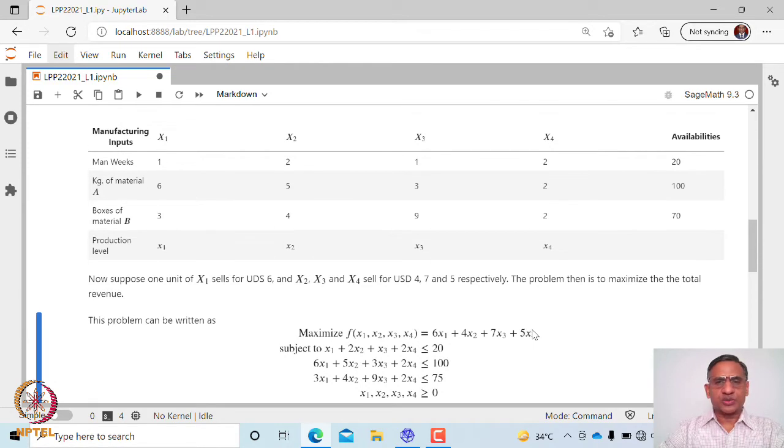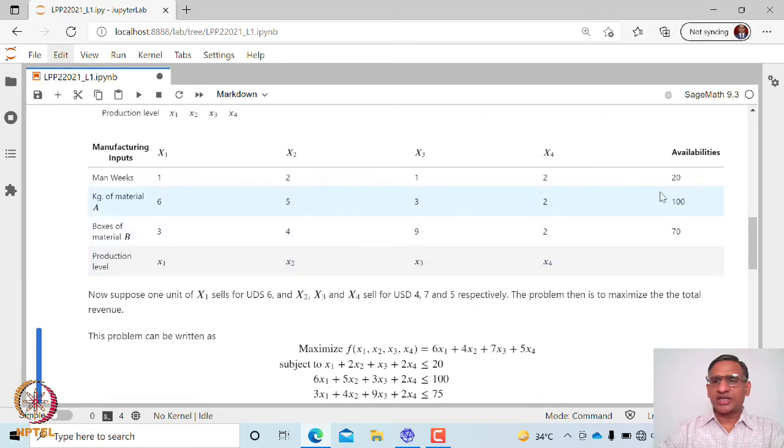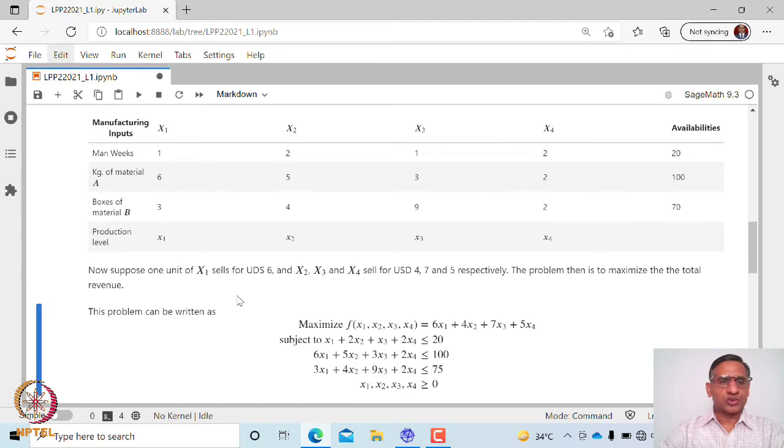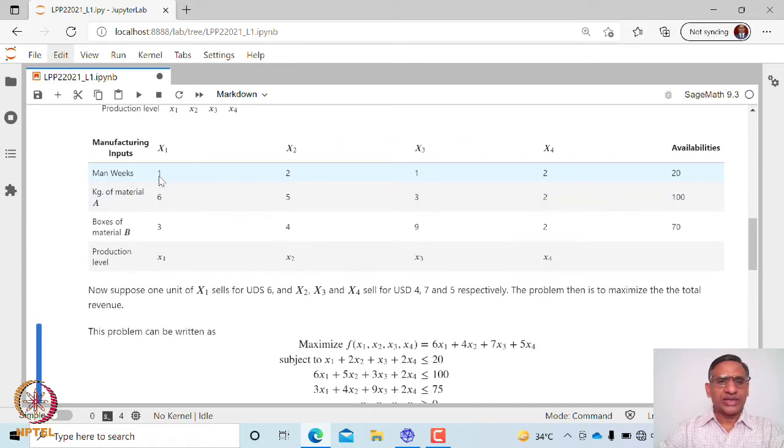Now there are constraints. What are the constraints? The constraints are in terms of availability of these manufacturing inputs, namely man weeks, kilograms of raw material A, and boxes of raw material B. If you look at the first one, the total man weeks available is 20. So the man weeks required for x1, x2, x3, x4 is going to be x1 plus 2x2 plus x3 plus 2x4, and that should be less than or equal to 20. That is the first constraint.